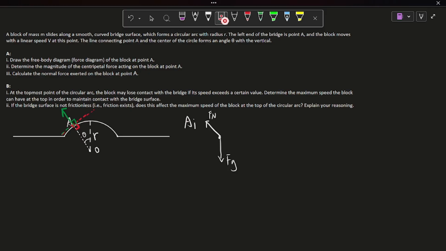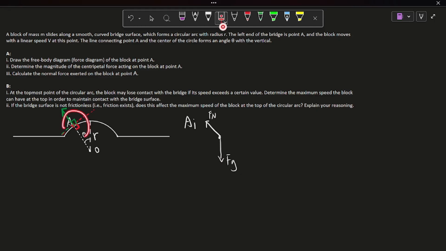On the test, you may probably mark that this angle is theta to make it clear to your teacher that you understand how the direction of the normal force is being determined. However, over here, we don't need to do that.